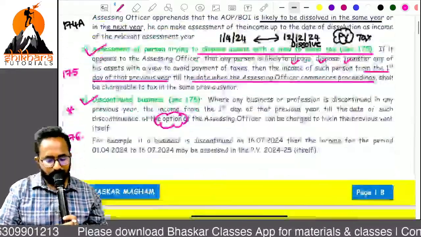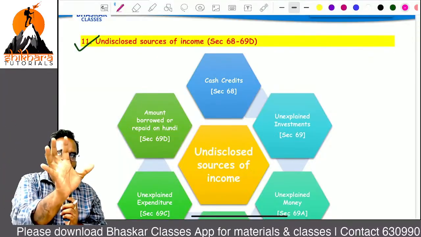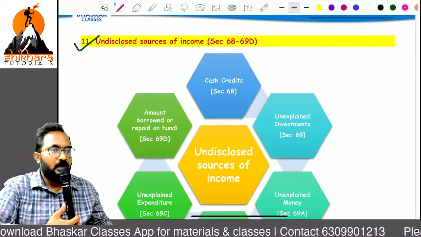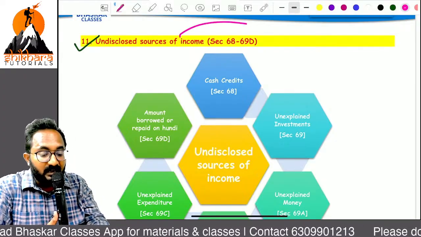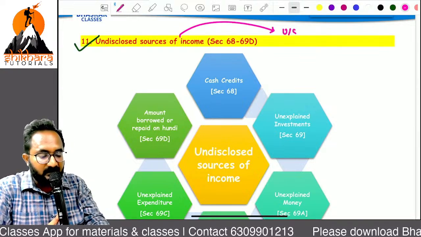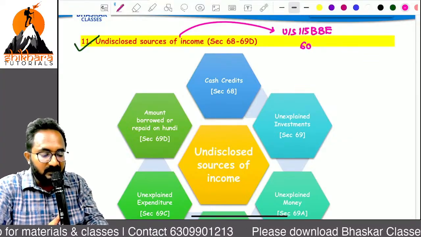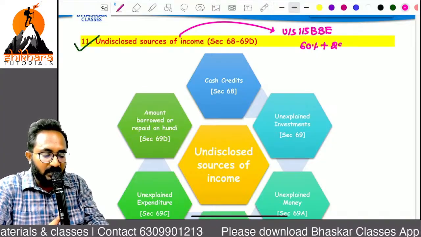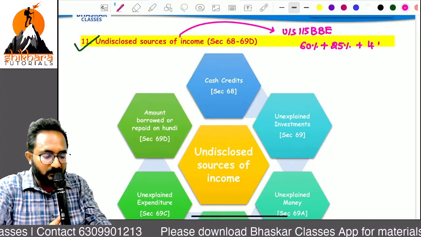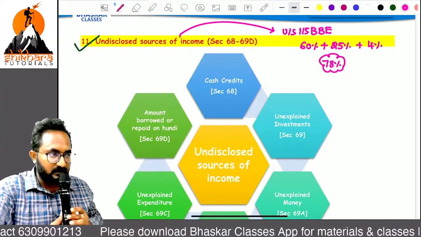Now only one concept is pending. One minute, I will give just an introduction, and tomorrow we can start this concept. Sir, if any undisclosed income is there, on this we are required to pay tax under section 115BBE. What is that? 60% tax, 25% surcharge, 4% health and education cess, all together it is what? 78%.